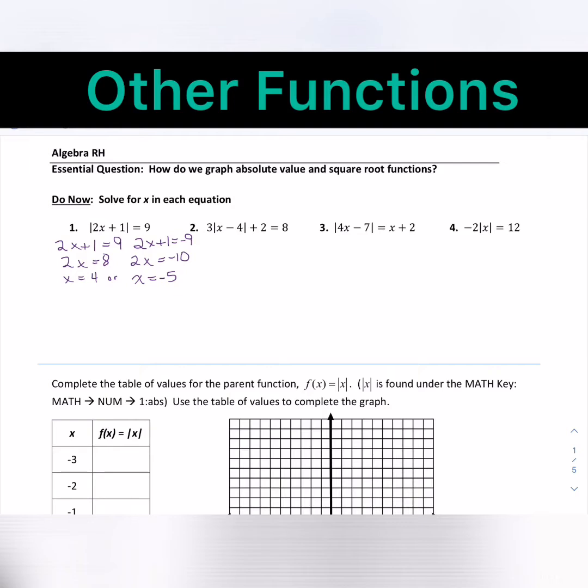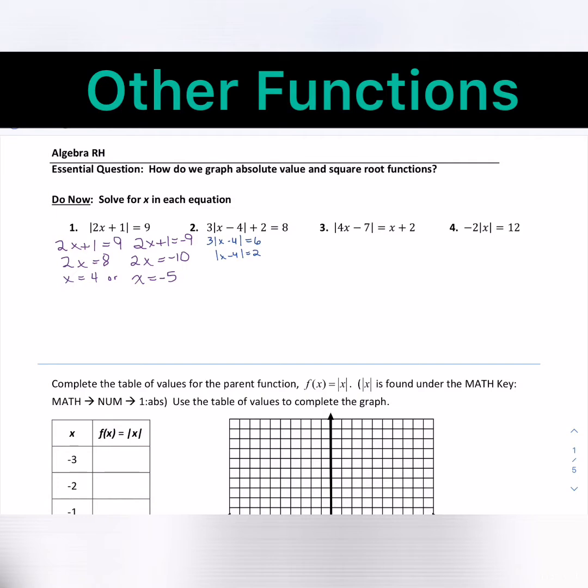All right, moving on to the next one. We are going to do number 2. Now remember, in this one, it's really important that you isolate the absolute value first. So the first thing I'm going to do is get rid of the 2. So I'm going to bring down the 3 with the x minus 4, and I am going to set that equal to 6. Now, I'm going to divide out the 3, so I'm going to get x minus 4 is equal to 2 in the absolute value, of course.